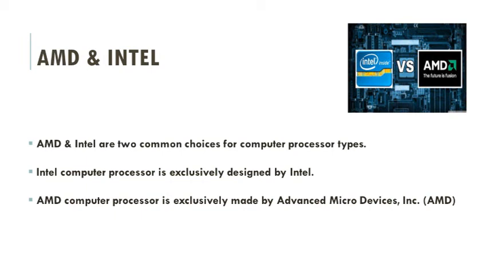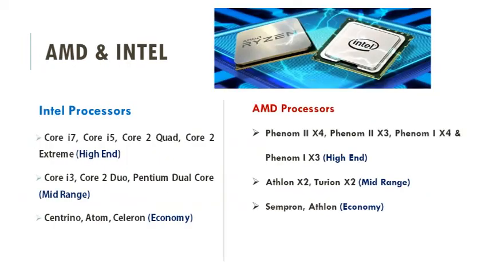Then we divide the processor types into three major divisions. The first one is the high-end processors. For example, the Intel Core i7 processor, then the Phenom II X4 processor, then Core i5, then Phenom II X3. So these are the different types of high-end processors from Intel as well as from AMD.